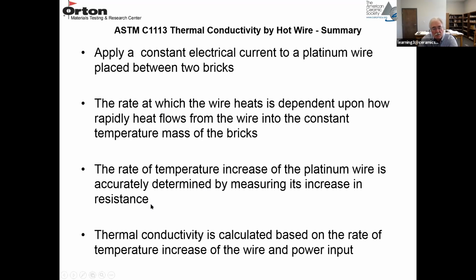And that's how a thermocouple works. The resistance is proportional to the temperature. Thermal conductivity is calculated based on the rate of temperature increase of the wire and the power input. So we measure the rate of temperature increase of the wire as a function of time, and we can calculate the power input.